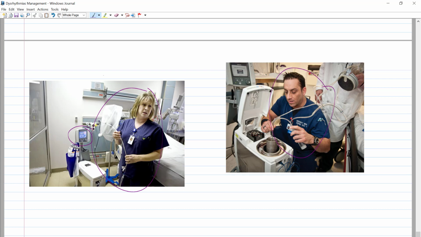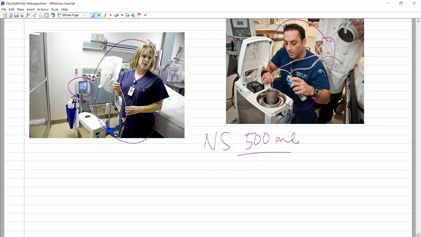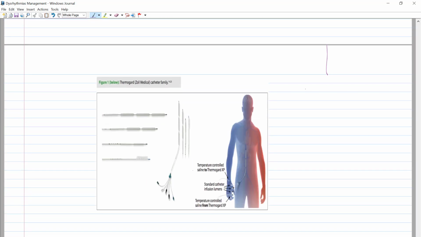You also have to prime the tubing using normal saline, and we usually use normal saline 500 ml. And remember, that normal saline is not given to the patient. It recirculates in the tubing, and that is used to make them cold. And I'm going to show you the IC catheter here.